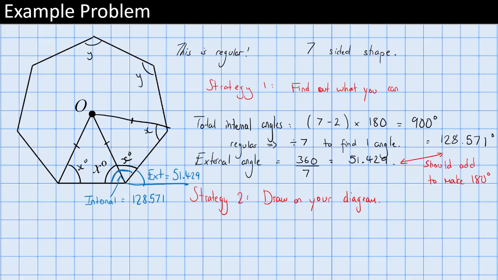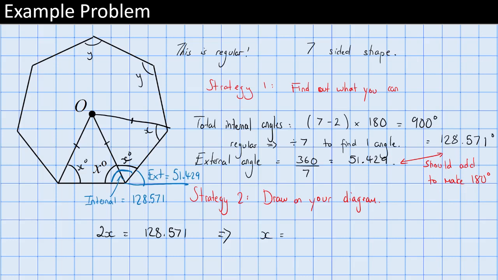So what this means is that internal angle here is going to be the same as 2 of those x angles. So 2x equals 128.571. You might not think just from finding out what you can that you could get to this step, but I can guarantee you that there will be some marks for finding some of this stuff out in strategy 1, finding out what you can.